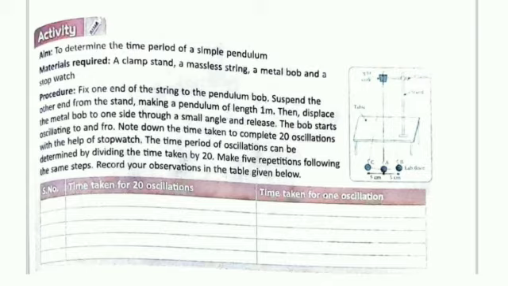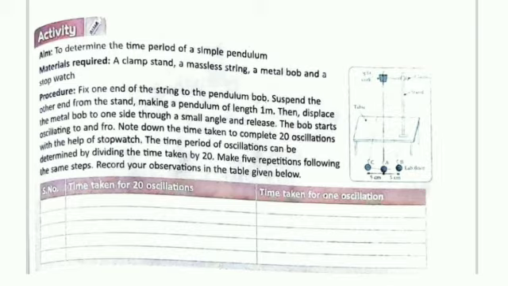Then displace the metal bob to one side, to take it to the extreme position, through a small angle, and release, और इसको छोड़ दो. The bob starts oscillating to and fro. Note down the time taken to complete 20 oscillations, means 20 to and fro, 20 times, with the help of a stopwatch. You can find a stopwatch in your mobile phone also nowadays.